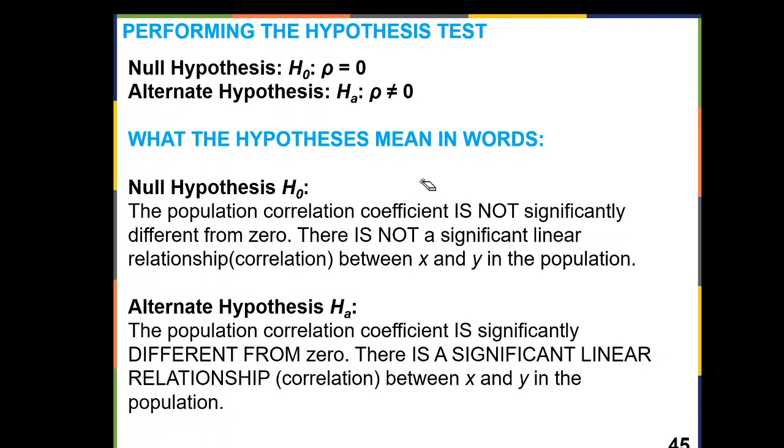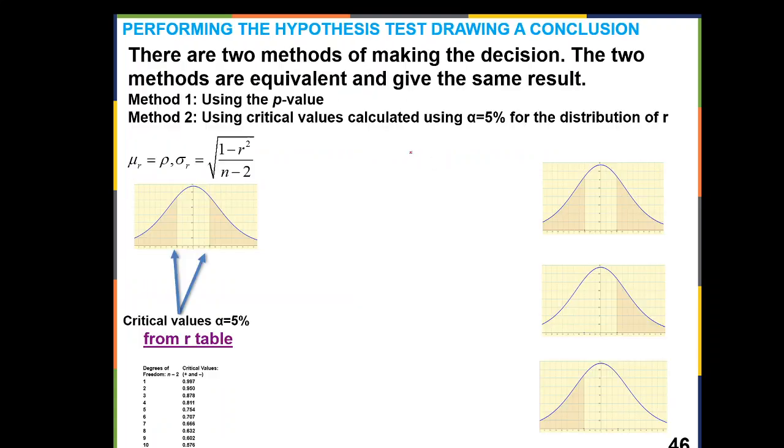And I talked about that already. We set up the hypotheses as follows. One is the null hypothesis, which says that the population correlation coefficient is not significantly different from 0. That means rho equals 0. The other one says rho is not equal to, or less than, or greater than 0. That's the idea. As I discussed already, there are 2 ways to do that.